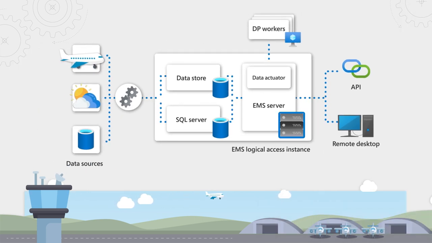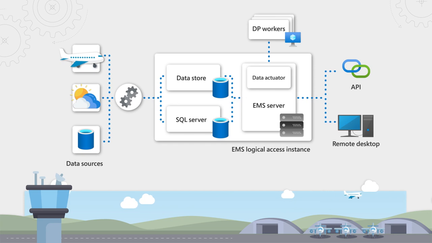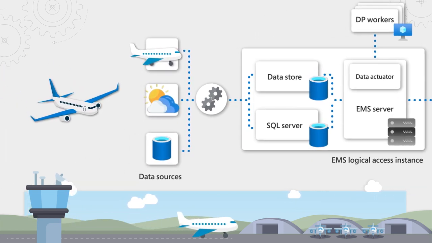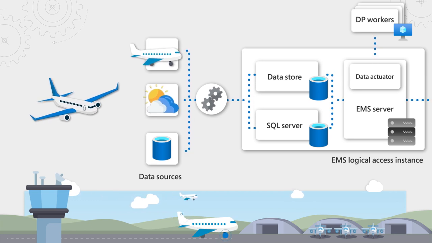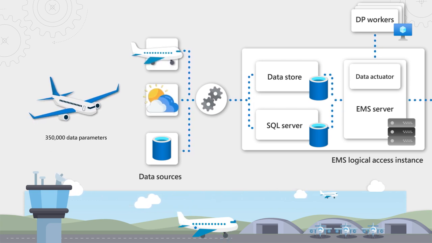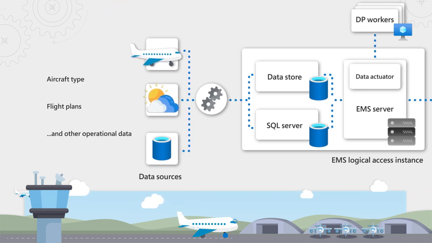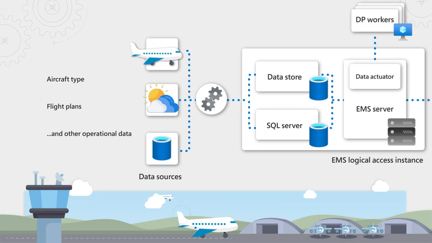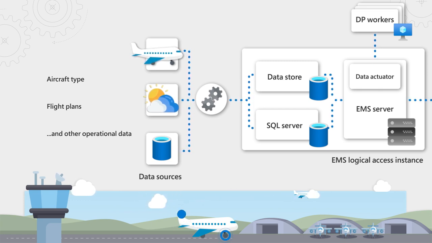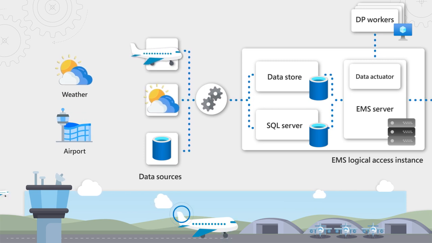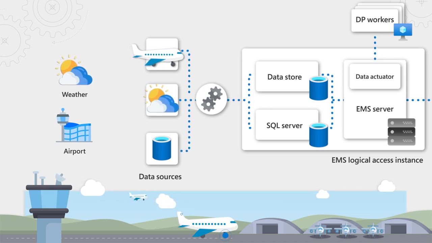So as part of our architecture, we have a server for ingesting data. And for each flight, we're capturing the raw time series data for the entire flight from as many as 350,000 data parameters on the plane. We combine the data with other sources in an airline, such as aircraft type, flight plans, and other operational data, as well as sources like forecasted and actual weather, runway and airport data. And all this is stored in Azure Blob Storage and SQL.